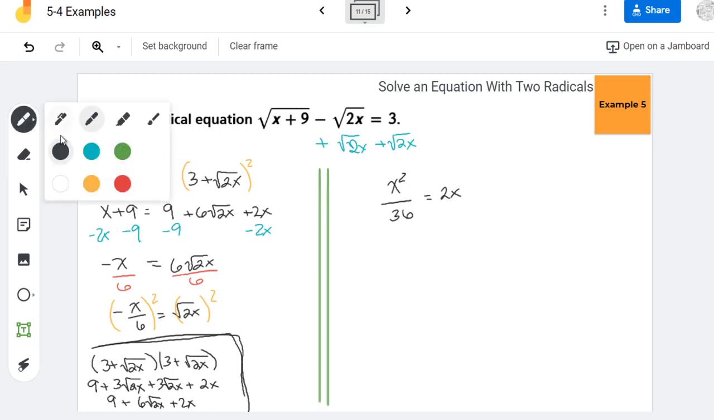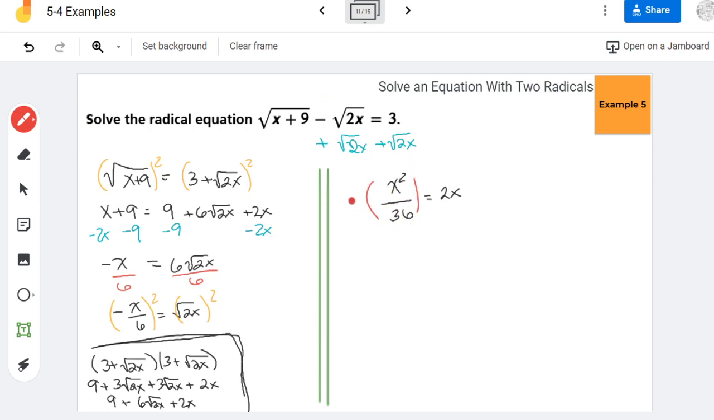Now I know y'all kids, you freak out about fractions, and you're like, oh no, there's a fraction here. That's not hard to get rid of, right? I could just multiply both sides by 36. And suddenly, that's no longer a concern, okay? It turns into x squared equals 72x.